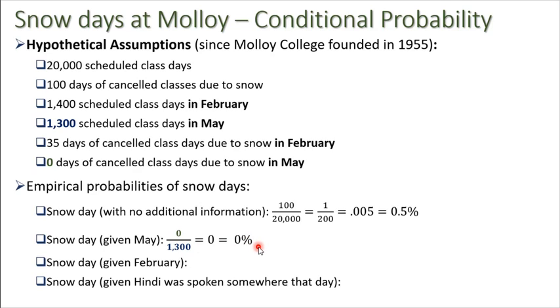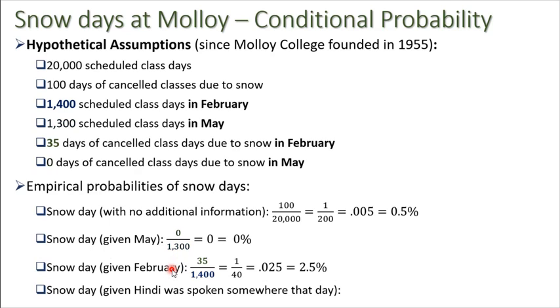On the other hand, if we're talking about February, we would expect the probability to be more than that 0.5%. Right? Because the 0.5% represents the average over all of the days, including days that are in February, days that are in May, and all the other months. So here the probability would be 35, the number of snow days in February, over the total number of scheduled class days in February, which is 1,400. So that is 2.5%, which is 5 times as high as the probability of a snow day if you're not given the month.